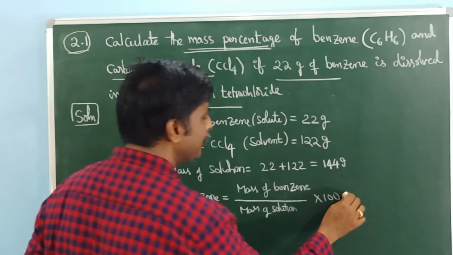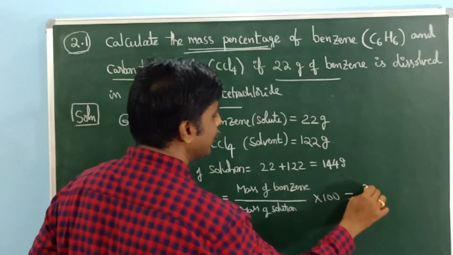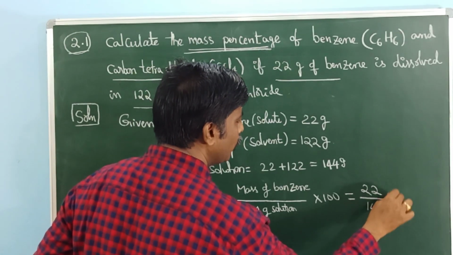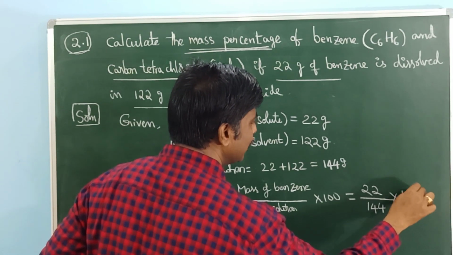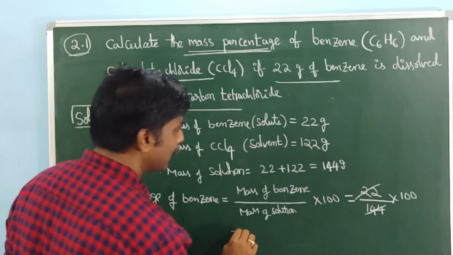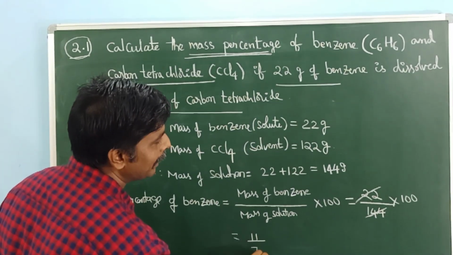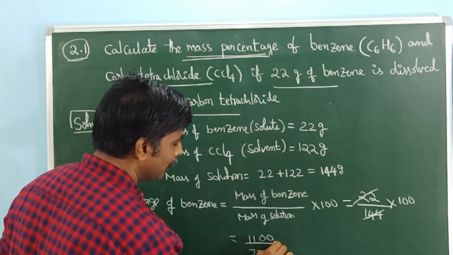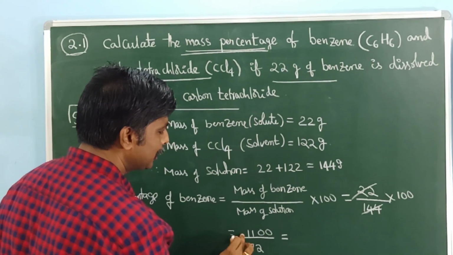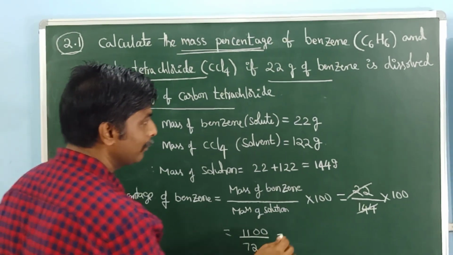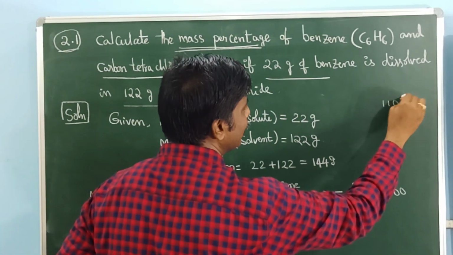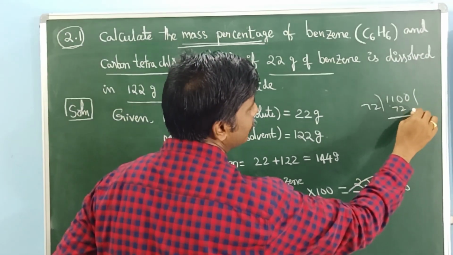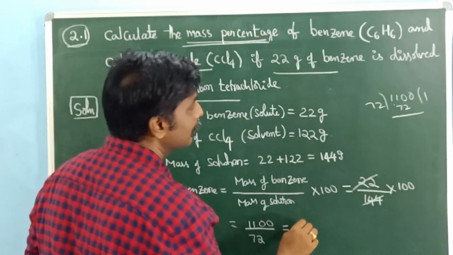What is the mass of benzene? Mass of benzene is 22. Mass of solution, how much? 144, into 100. So that means you can cancel here. So 11 by 72 into 100, that means 1100 by 72. You simplify this, 1100 by 72.